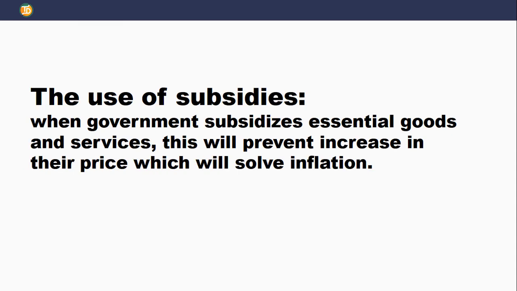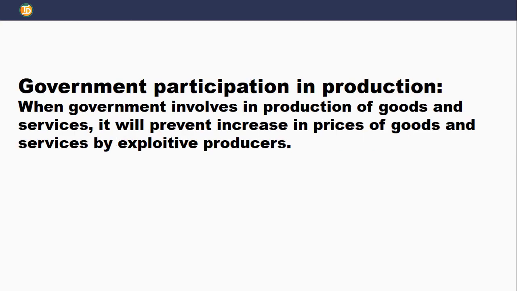The use of subsidy is another way of solving inflation. Government can subsidize essential products by making the price of essential products reduce. And when that price reduces, it will reduce the total money in circulation in the country.